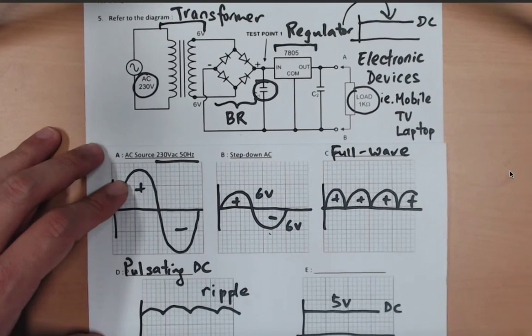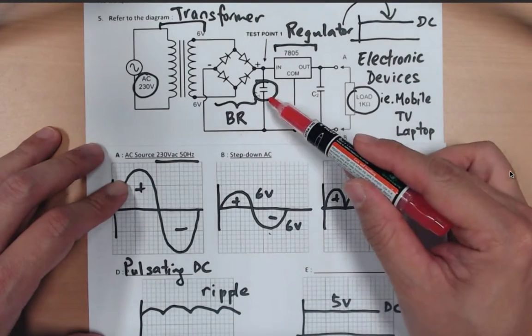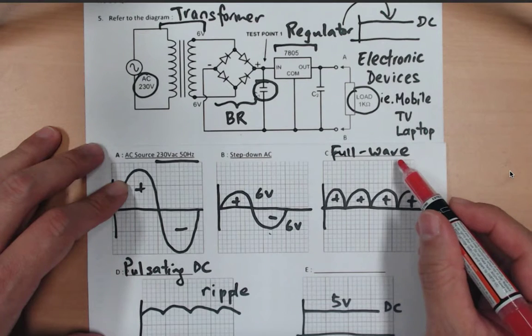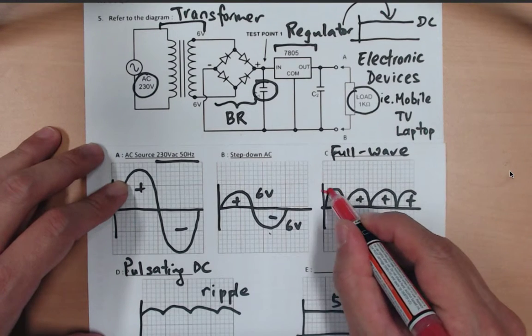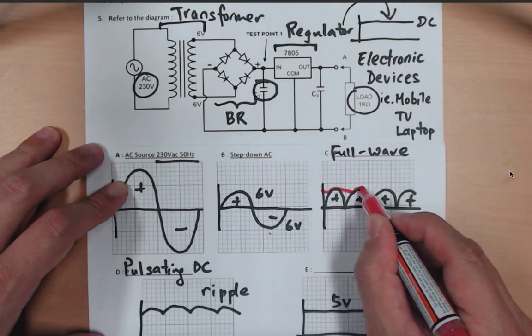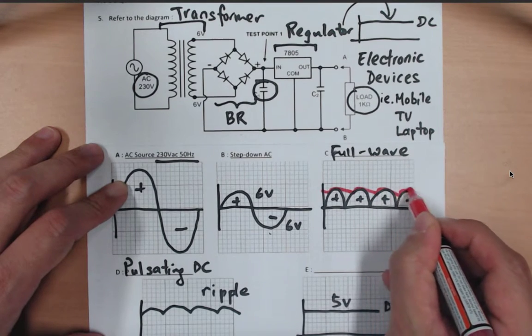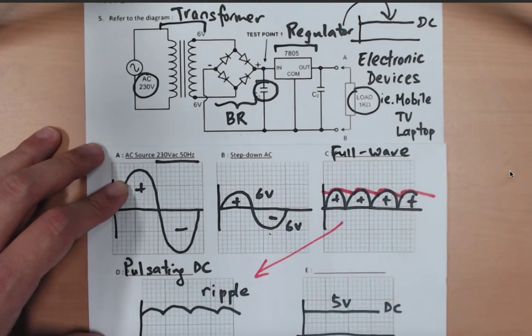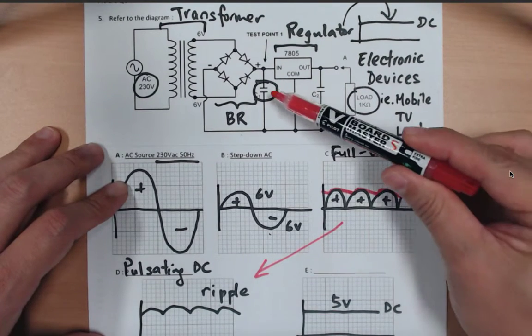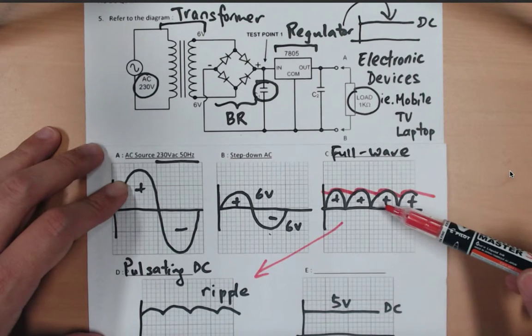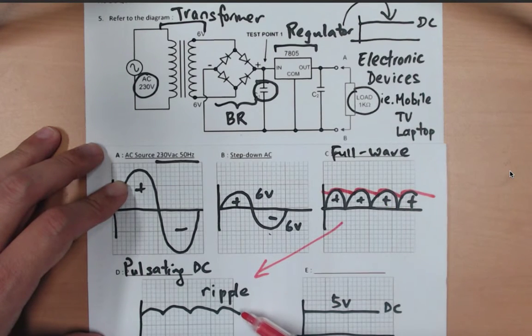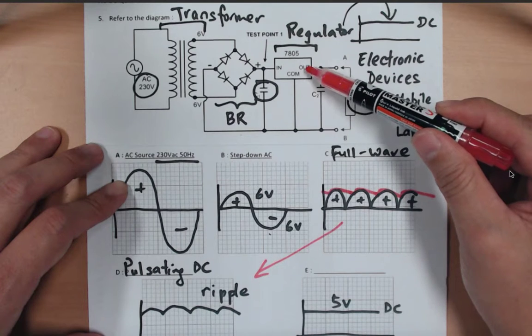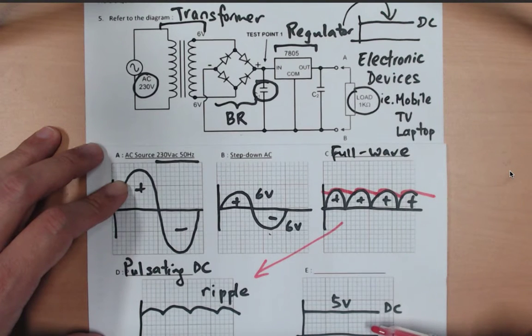Now, one thing to take note of is that when there is a filter here, technically speaking, the full wave doesn't exist, because the capacitor will store the charge and discharge slowly and make the full wave become the pulsating DC, also known as the ripple. So if the filter capacitor is there, there will be no full wave, and the pulsating DC is in the form of ripple. And after the regulator, it will become a consistent 5 volt DC.